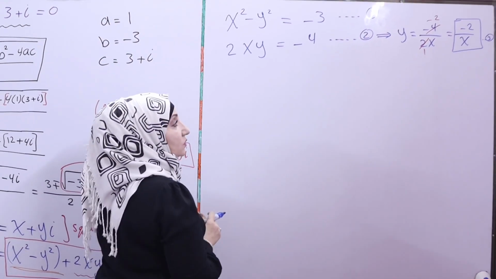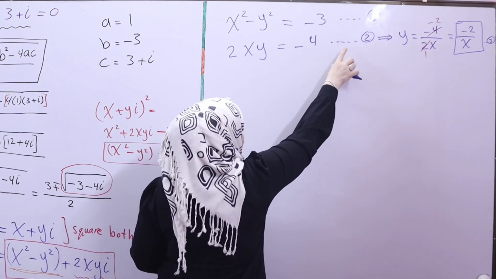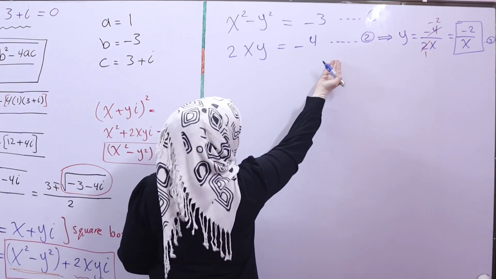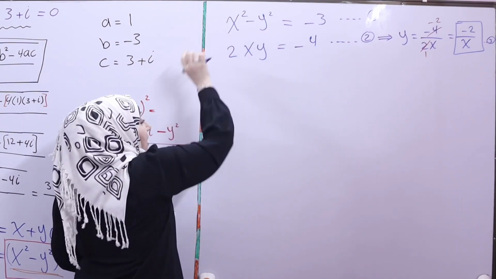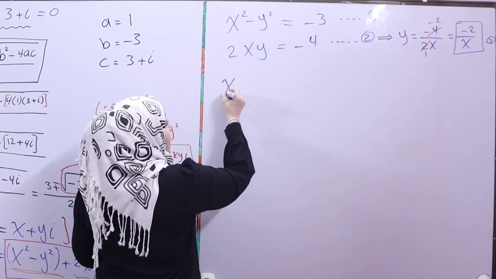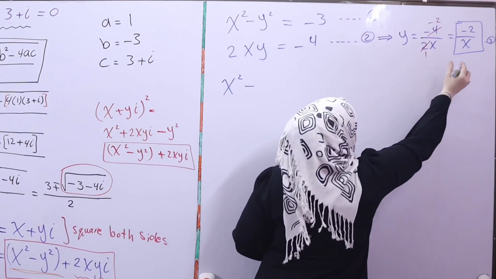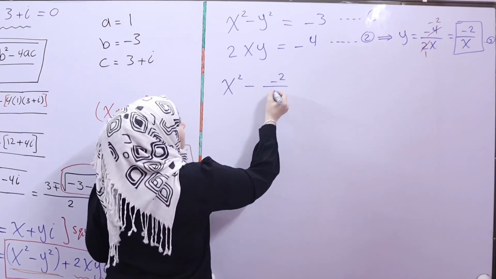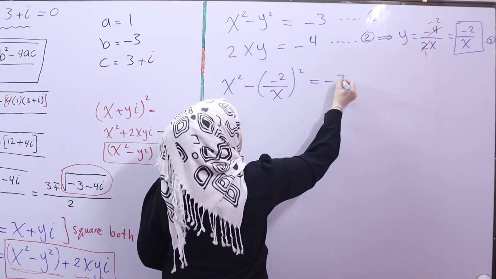And we will substitute the value of y in 1, because we took the value of y from 2, so we substitute it in 1. بما أنه طلعنا قيمة y من المعادلة الثانية لازم أعوضها بالأولى، ما يصير أعوضها بنفس المعادلة. That means x squared minus, we replace y by its value, negative 2 over x, squared, equals negative 3.